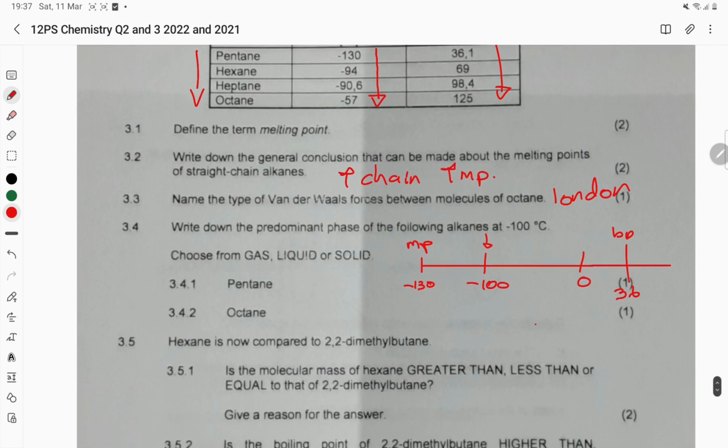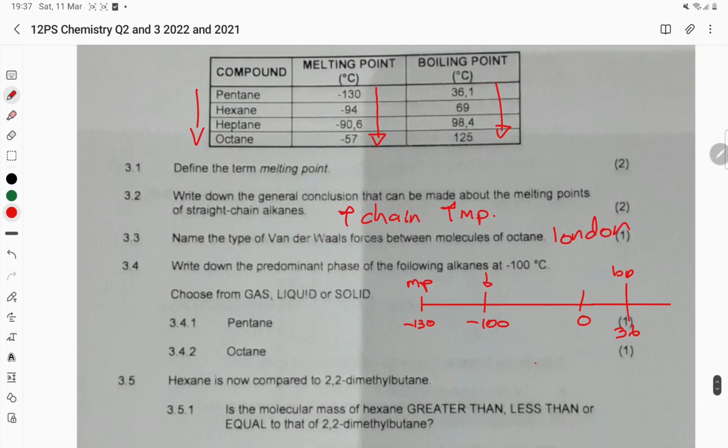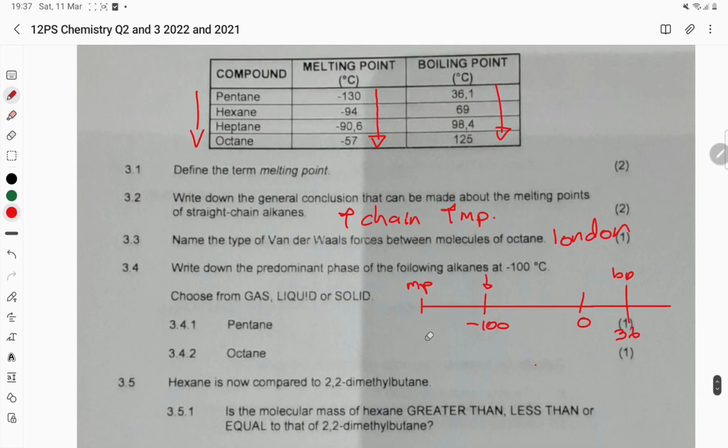This is grade 10 work. It's pretty awesome. And what about octane? We have negative 100 degrees. Octane's melting point is at negative 57, and its boiling point way up here is 125. So the temperature we're looking at is negative 100. It is left of the melting and boiling point. So octane is therefore a solid.